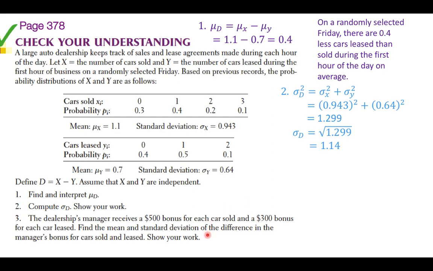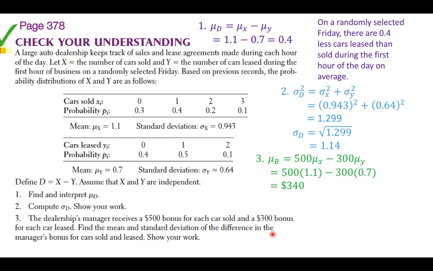We want to find the mean and standard deviation of the difference in the manager's bonus for each car sold and leased. So we're finding, I'm going to call that mu sub b for bonus. We want to take the difference in the number of cars sold and leased, but we're going to multiply those by, for cars sold, 500, because they're getting $500 for each car sold, and then they're getting $300 for each car leased. So I'm multiplying the mean of the cars leased by 300, and then now we want to take the difference between those two. It's saying find the difference in the manager's bonus. So 500 times mu sub x is 1.1, and then 300 times mu sub y is 0.7. We subtract those and we get $340.